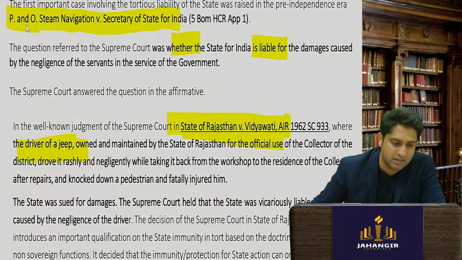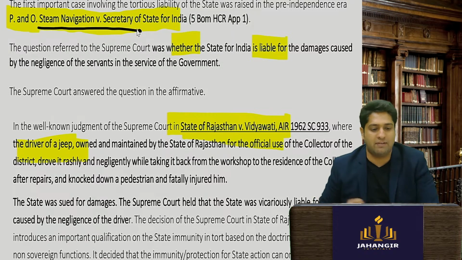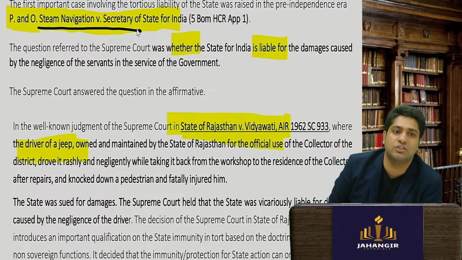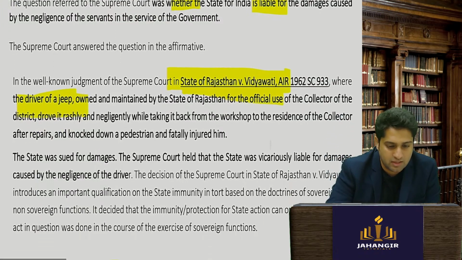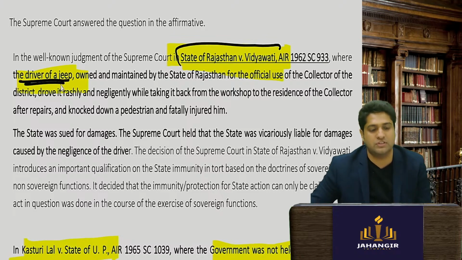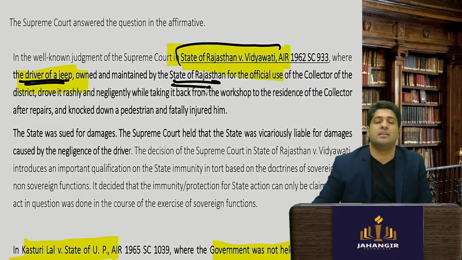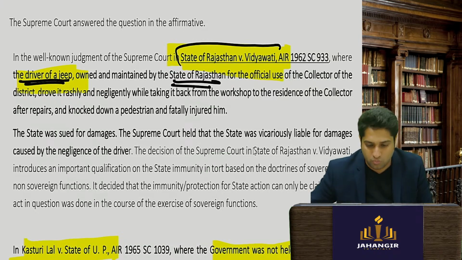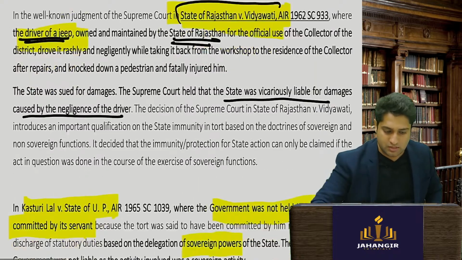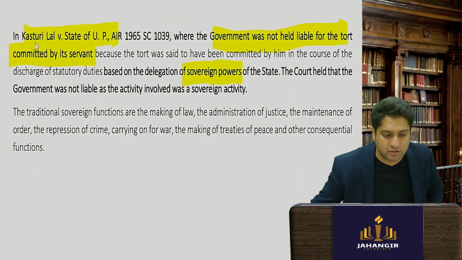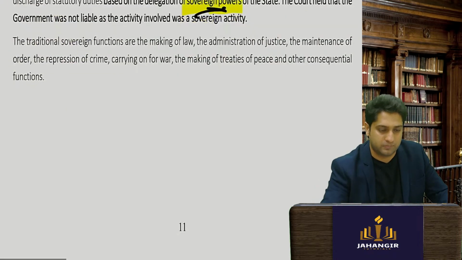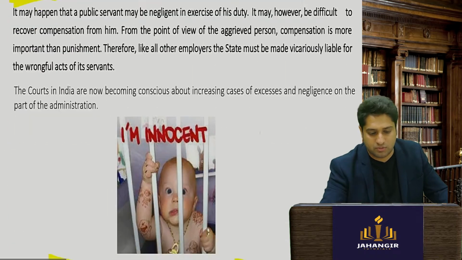Let's see an example. Some case laws you can write. In Ocean's Steam Navigation versus Secretary of State for India, they said the state can be held liable for the negligence of its servants where they are acting in a non-sovereign capacity. Even the driver example was the case of State of Rajasthan versus Vidyavati, where the driver of the jeep was employed by the State of Rajasthan. It was held that the state was vicariously liable for the damages caused by the negligence of the driver. Same in Kasturi Lal versus State of UP, the government was not held liable because it was exercising sovereign powers.